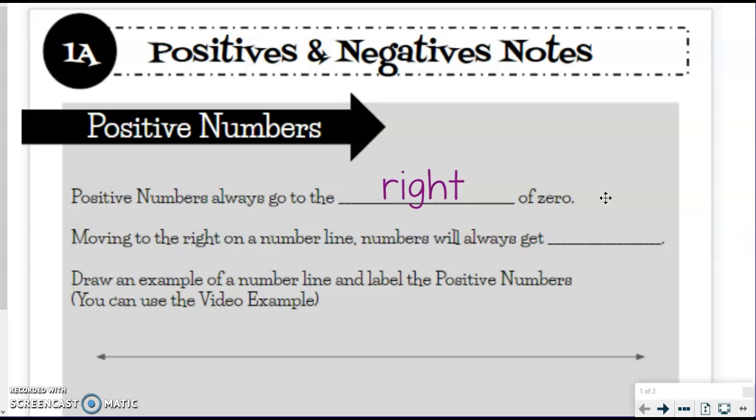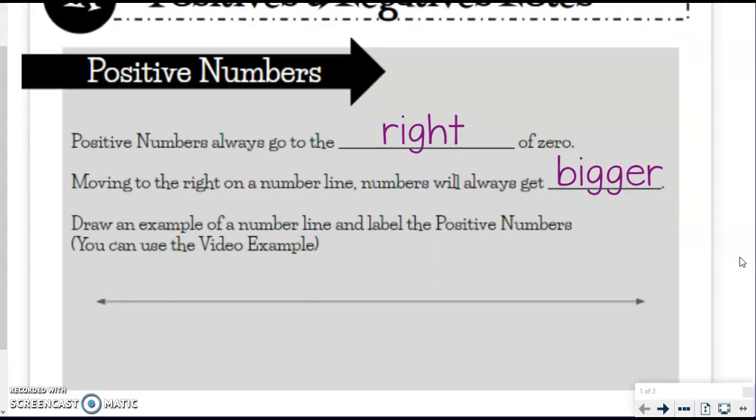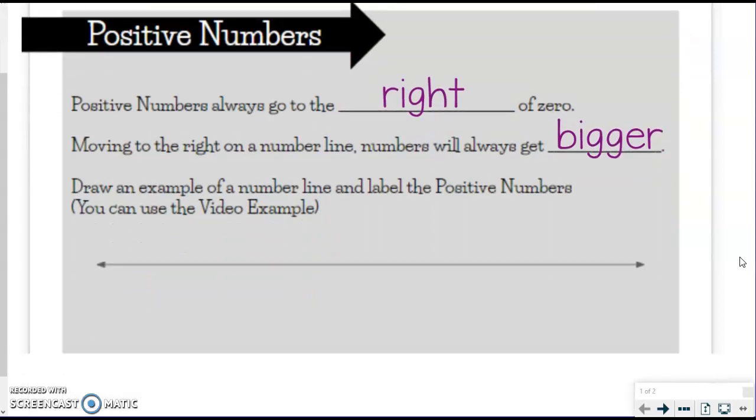So that first blank is going to be right, because positive numbers always go to the right of 0 when you're talking about a number line. And moving to the right on a number line means numbers will always get bigger. Always, always, always. Even if it's on either side of 0, moving to the right always means numbers get bigger, but positive numbers are to the right of 0. So let's draw a quick number line example to help show where these positive numbers are.